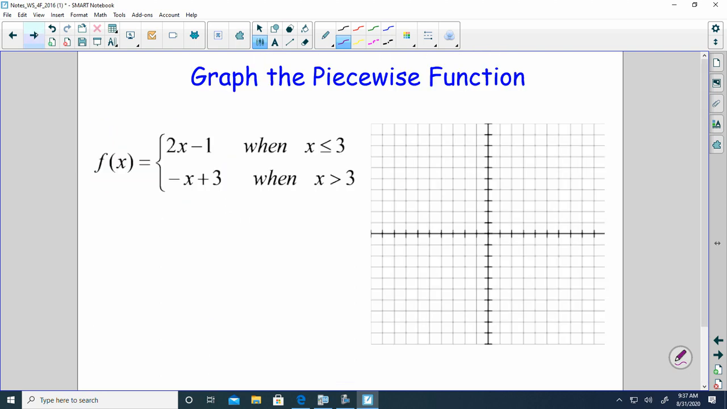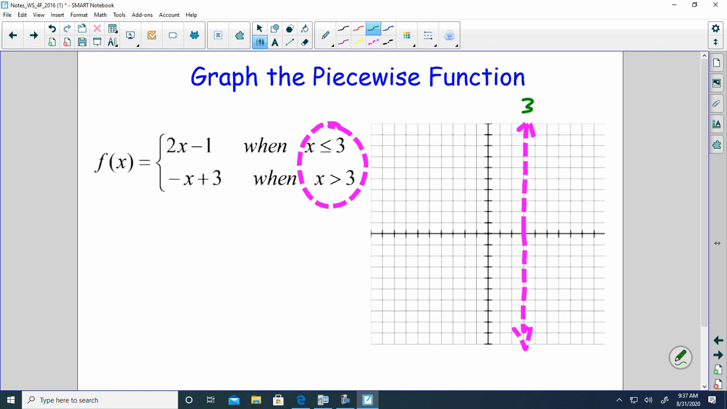Now we want to graph these piecewise functions. Okay, first thing I want to do is I want to take care of our line. So that's at 3. So I'm going to count over 1, 2, 3. So we're at 3 right there. Okay, that's where it's going to change direction.